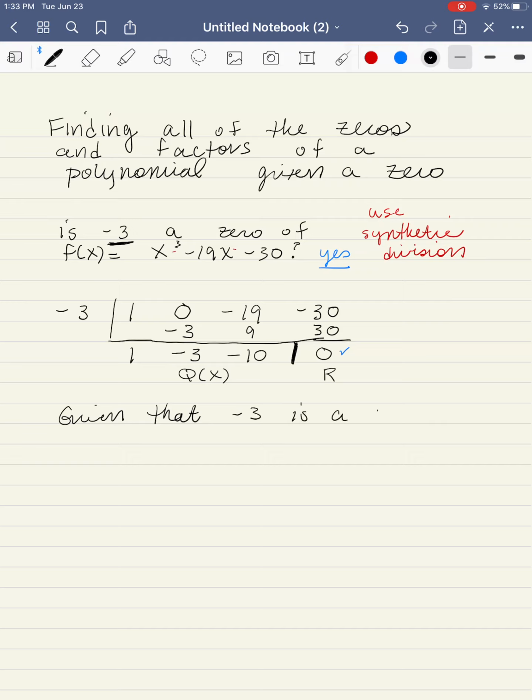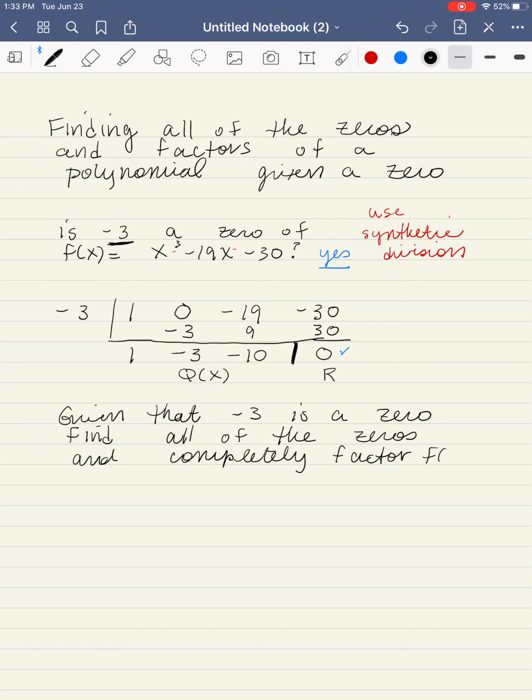Let's say I asked another question. And I said, given that -3 is a zero of this polynomial, find all of the zeros and completely factor f of x.